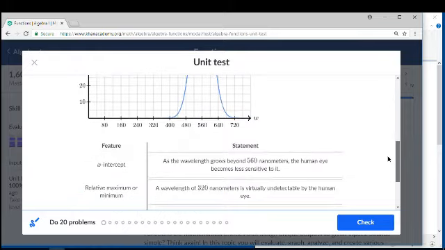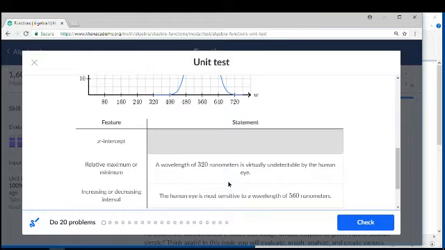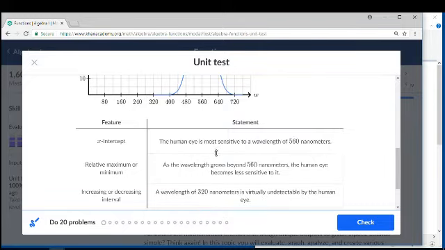So looking at the graph, once wavelength goes beyond 560 nanometers, the human eye becomes less sensitive to it. So that's going to be a decreasing interval. Becoming less sensitive after a point, that's a decreasing interval. Okay.